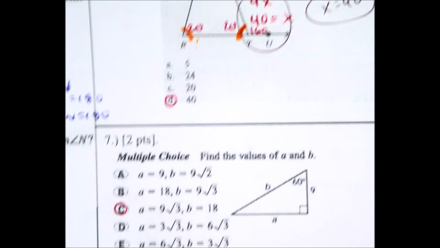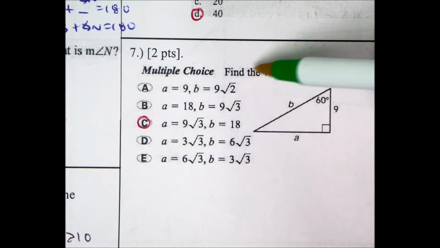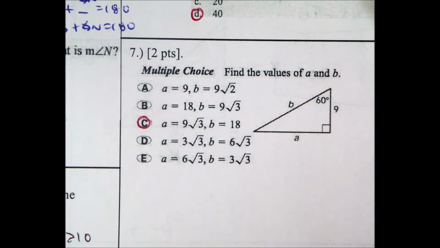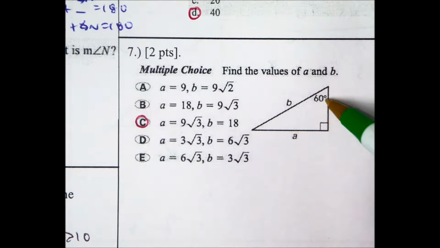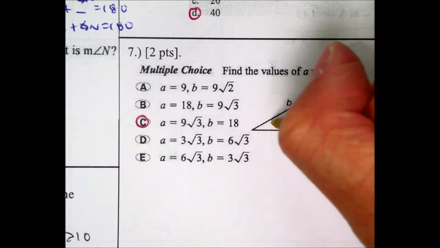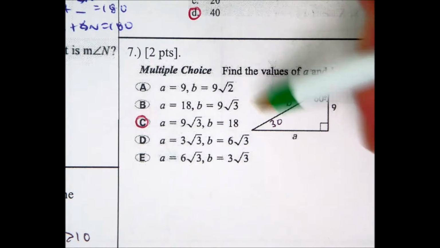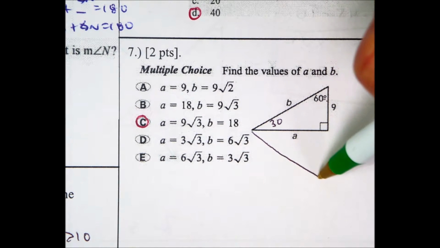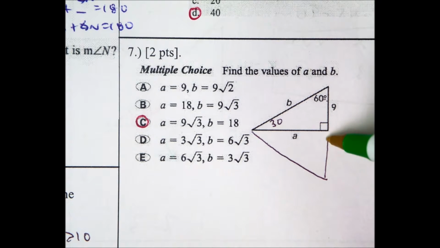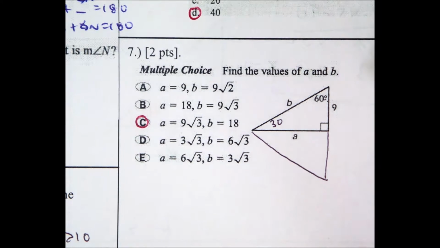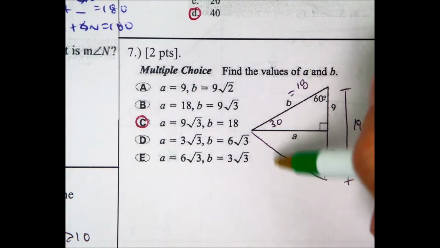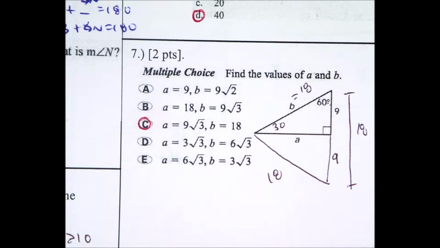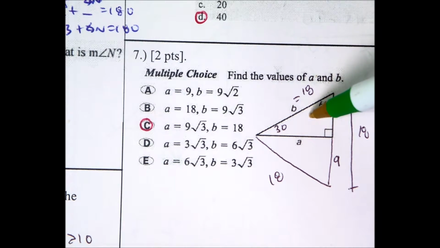Question number 7. Find the values of A and B. Remember, I have a special number here. The number is 60. If this is 60, this is 90, this one has to be a 30. One way you can do the problem is you can just draw another triangle here. And now you have an equilateral triangle, right? If this is 9, this is also 9. That means this side will be 18, 18, and this one will be 18. So I know that B is equal to 18.